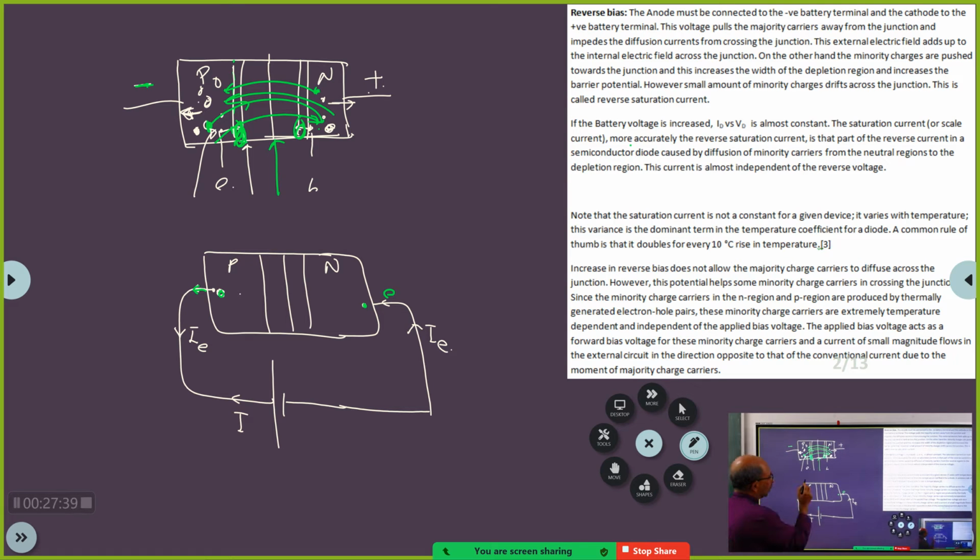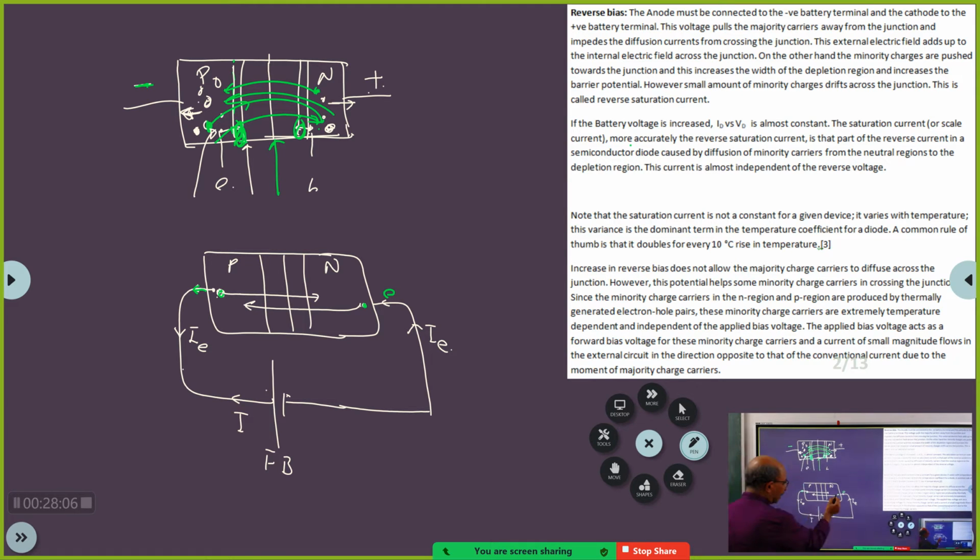Yes. Now what is happening here? In forward bias, I am showing it as forward bias. So now the hole is going to move like this, correct? And the electron is moving like this, correct? Yes. So this hole was supplied by this battery, and this electron was also supplied by this battery. Agreed?